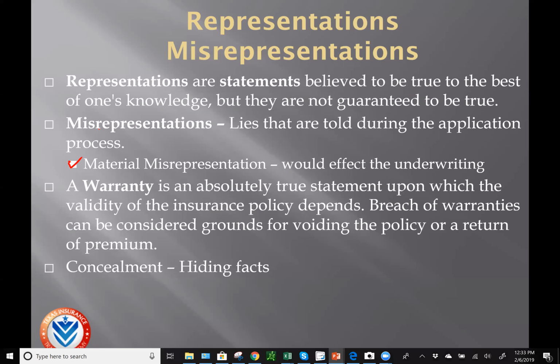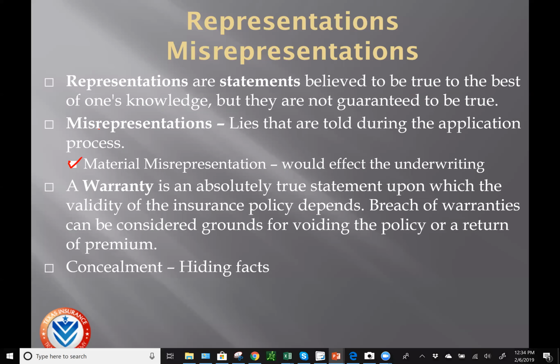That material misrepresentation, that statement, now becomes a warranty, an absolutely true statement upon which the validity of the insurance contract depends, because they depended on me telling the truth about my big health problems, which means I have just committed fraud and it could void the contract.